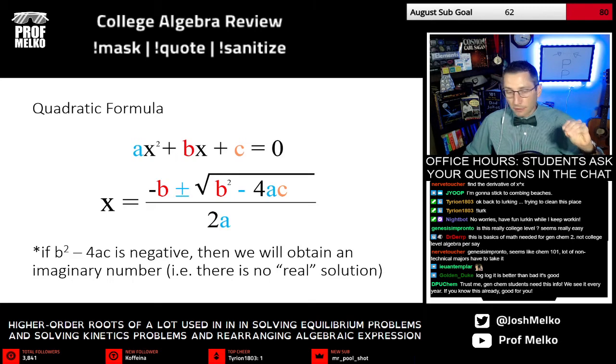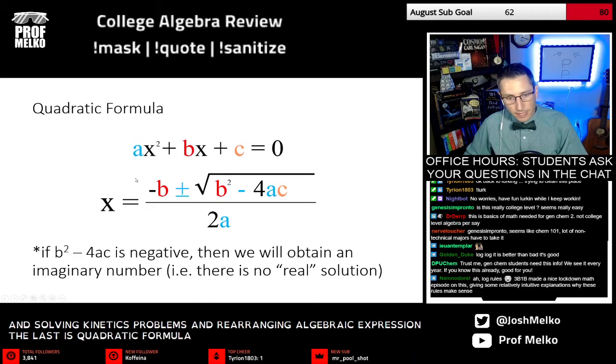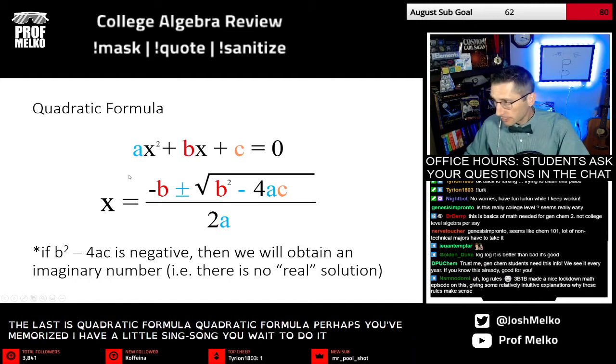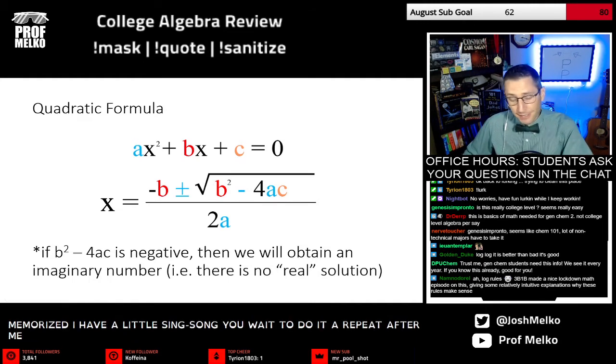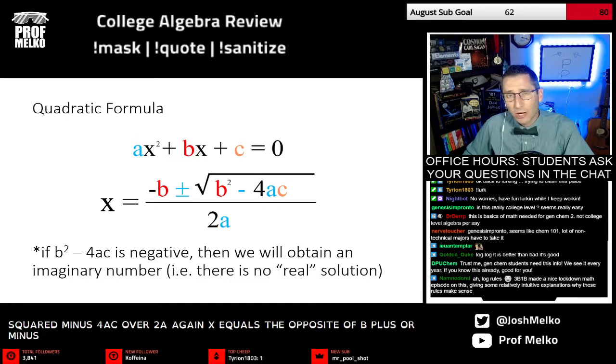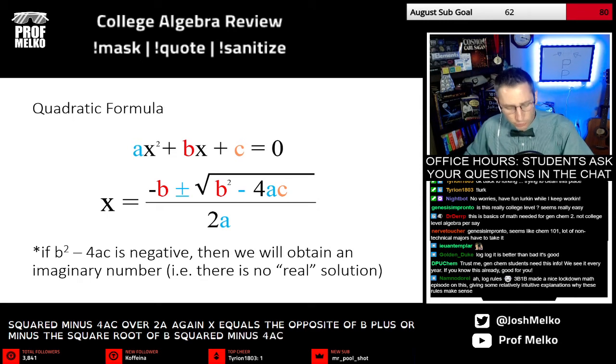Now, the last is quadratic formula. Okay, quadratic formula, perhaps you've memorized. I have a little sing-songy way to do it. So repeat after me. X equals the opposite of b plus or minus the square root of b squared minus 4ac all over 2a. Again, x equals the opposite of b plus or minus the square root of b squared minus 4ac all over 2a.